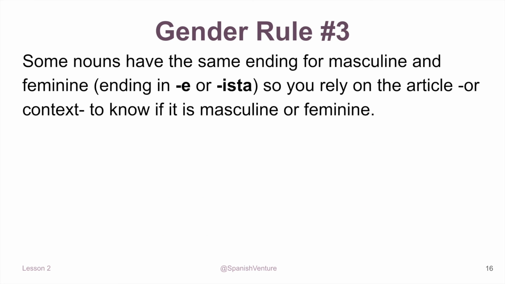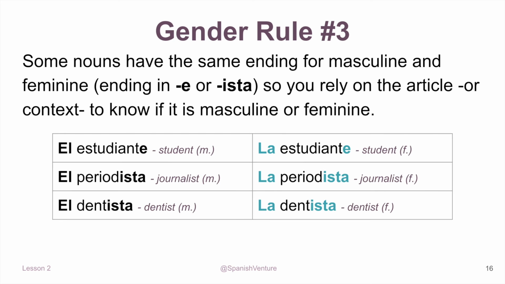Gender rule number 3. Some nouns have the same ending for masculine and feminine. Examples of that would be endings in e or ista. So you rely on the article or context to know if it's masculine or feminine. Ejemplos, el estudiante, la estudiante, el periodista, la periodista, el dentista, la dentista.